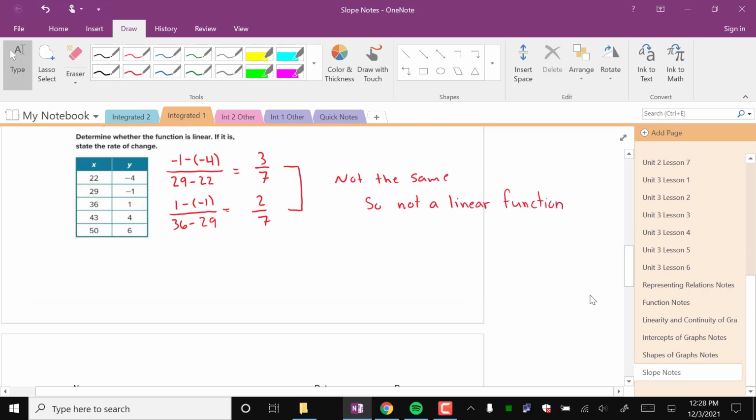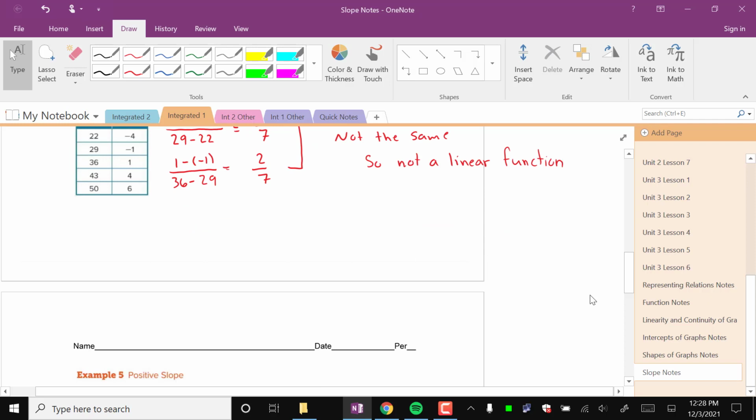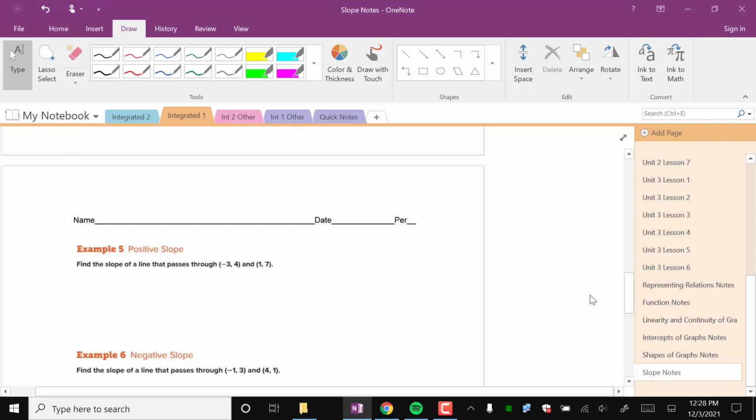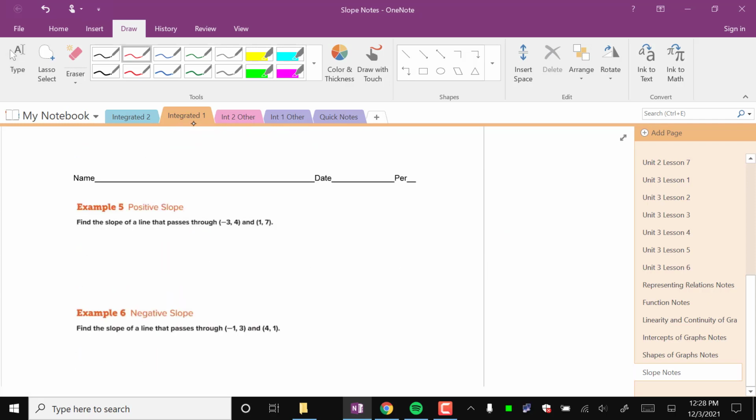So that's rate of change, change in y divided by change in x. The next idea we're going to look at is an idea known as slope.